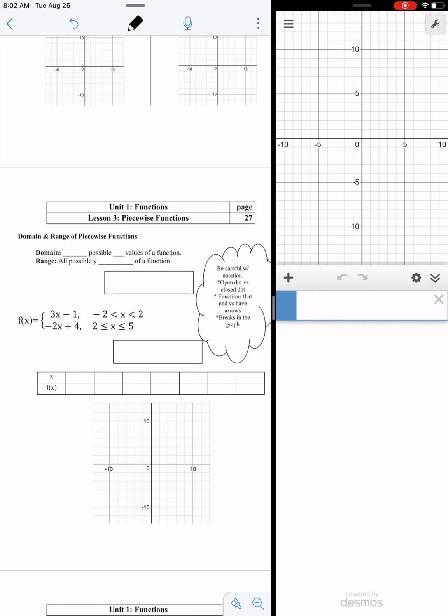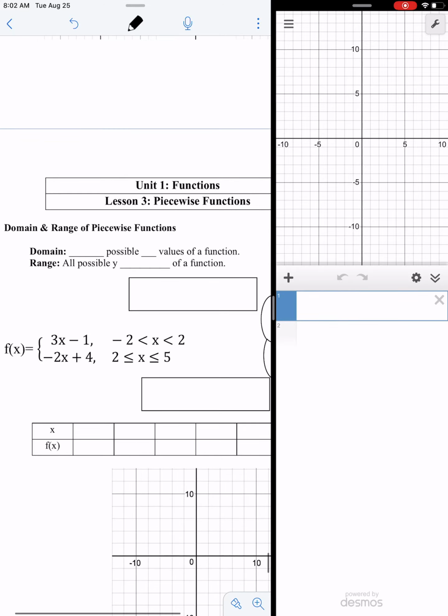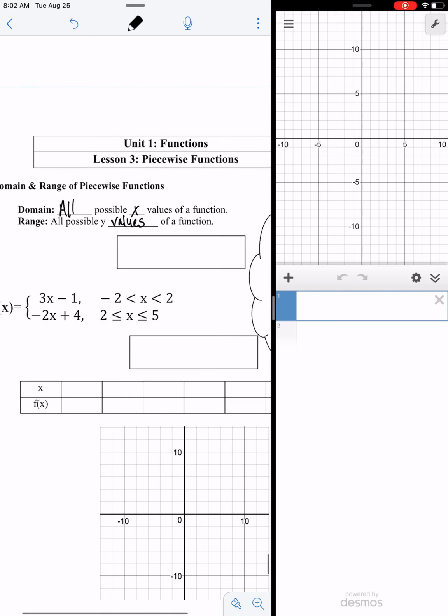Because piecewise functions are still a function, sometimes you'll be asked to find the domain and range of them. Now, we've already looked at key features, so that concept has not changed. So domain is still all possible x values of a function, where range is all possible y values of a function. Again, piecewise functions is just a big function made up of two smaller pieces. So that's what I'm going to put in these boxes this time.